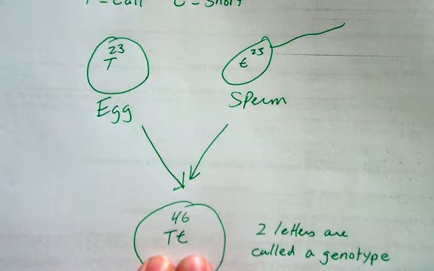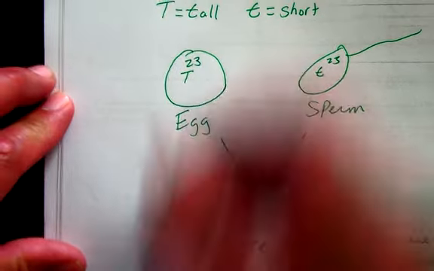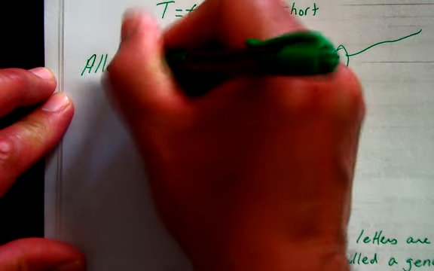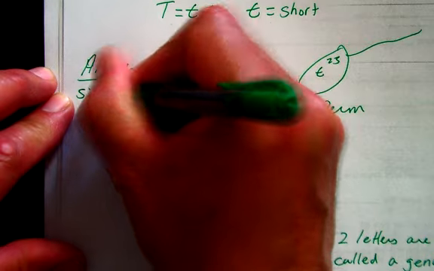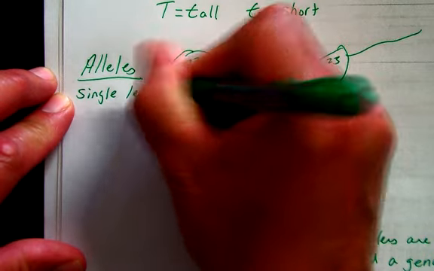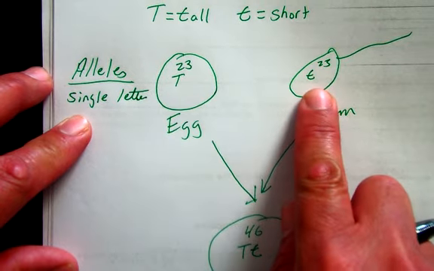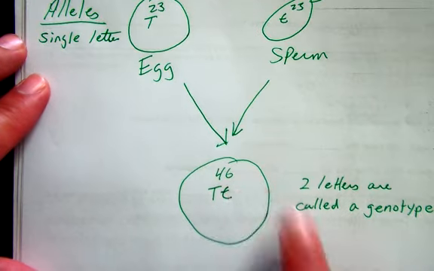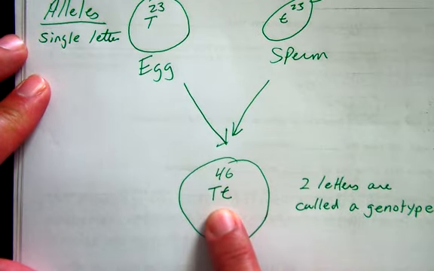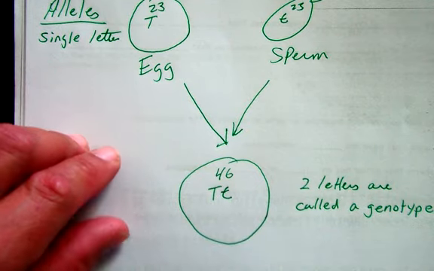All right? When the letters are by themselves, like up here, we call them alleles. So an allele is a single letter. So we have an allele here, and we have an allele here. And then after fertilization, we don't have alleles anymore. We now have a genotype because the two letters are together. So I just wanted you to draw this picture so you understood where these letters were coming from. They come from each parent.